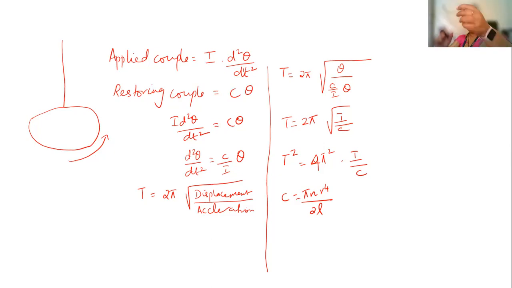So what is L in this equation? When you are suspending this, this will be the point from which you are suspending. So the length from the point of suspension to this chuck, you see a chuck here, to this chuck is known as L, the length of the pendulum. So you have C is equal to pi n r power 4 divided by 2l. So I am going to substitute this value in the equation for T square.